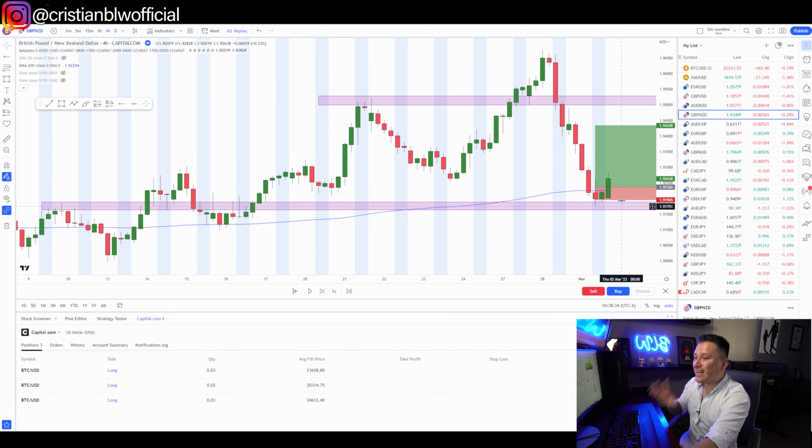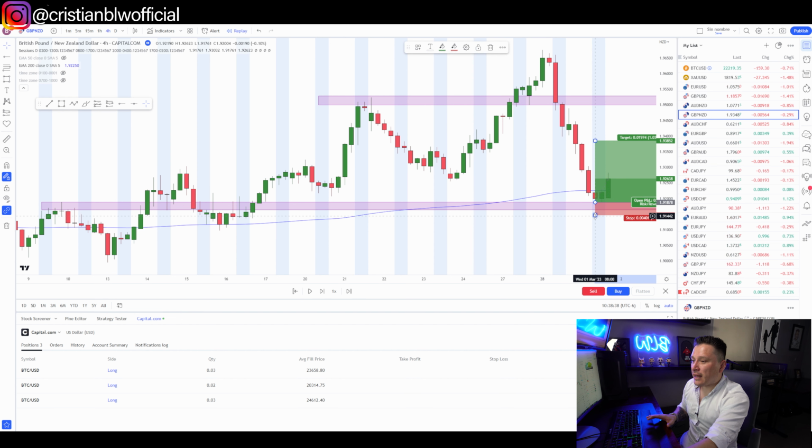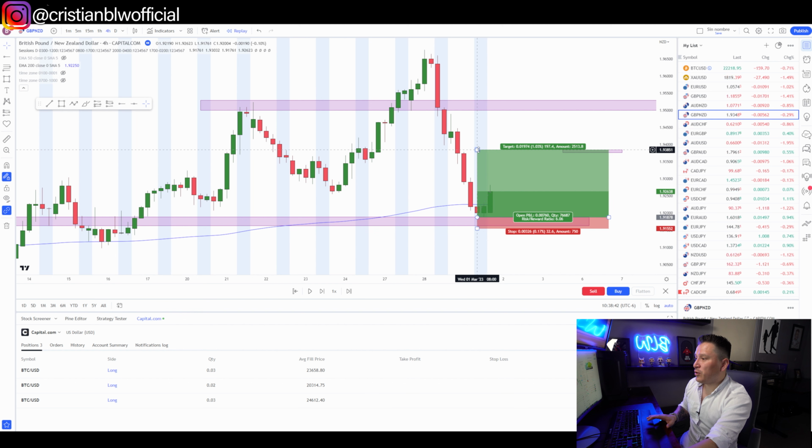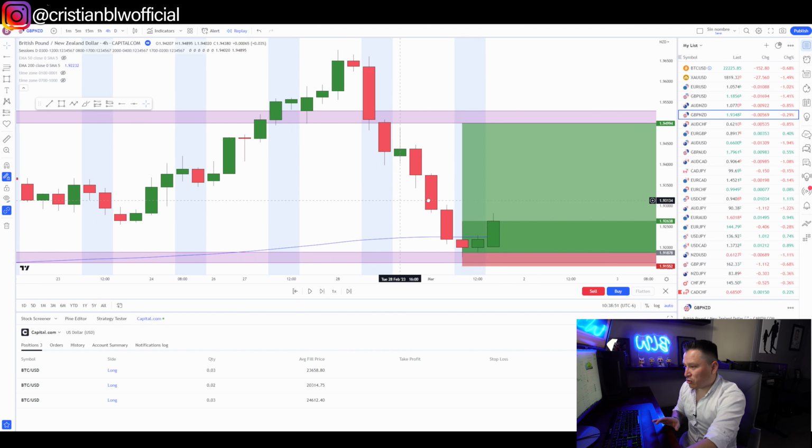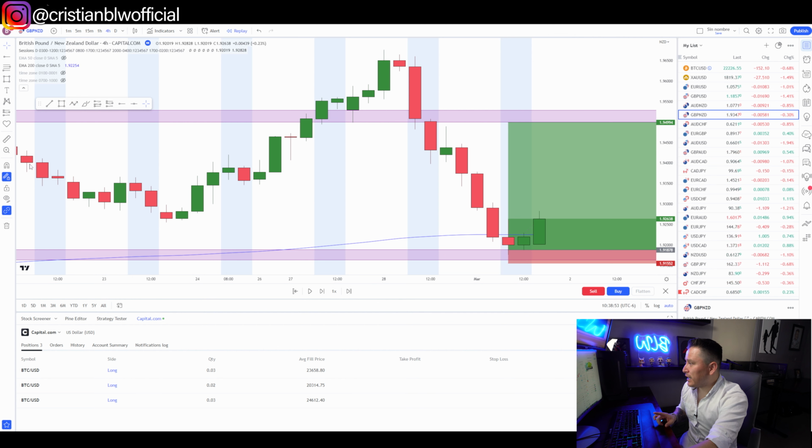Once it got broken, this was my entry point right here. And then my stop loss would have been around here. And I would have put my take profit around this level, but probably exit before if needed. So take a look at this sniper entry. I enter at the wrong place. Okay, boom. This was the right entry point.